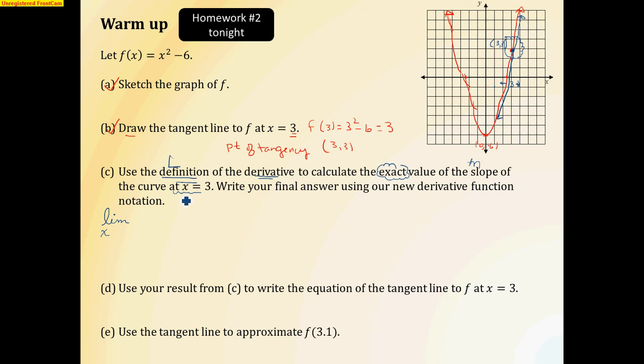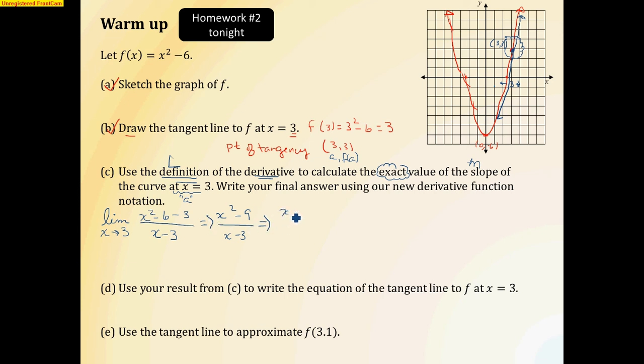At x equals 3, this is my a value. So the limit as x approaches a, which for me is 3, of f of x minus f of a, but I already found f of a, right? This is 3, f of a, all over x minus a. Simplify, because obviously I can't plug in 3 because I would get 0 over 0.